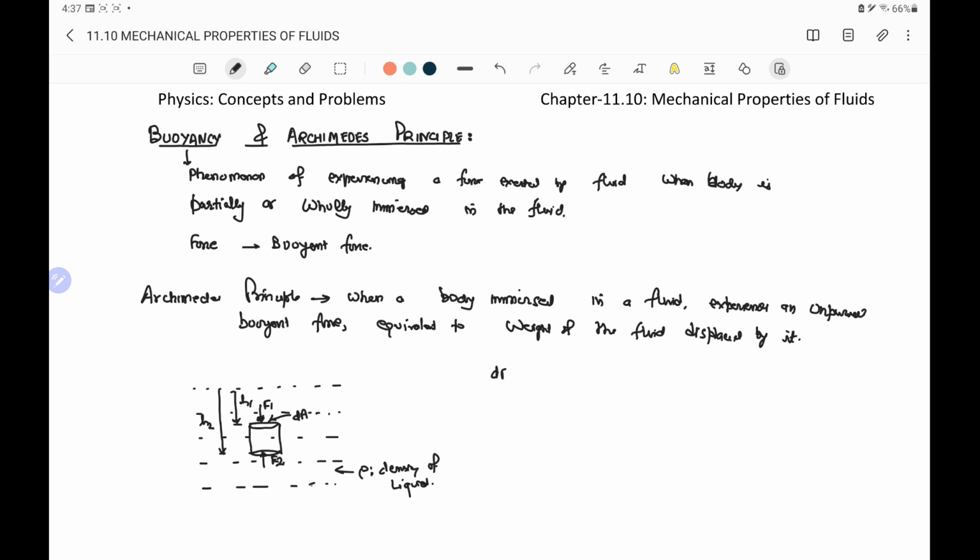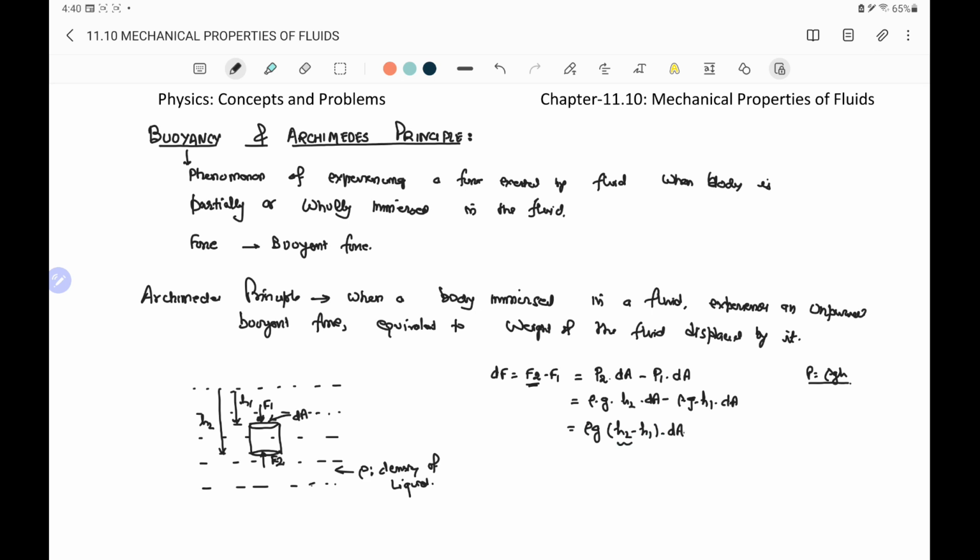So we can write that the elementary force on the cylinder will be F2 minus F1. This will be equal to P2 at the lower surface into area of cross section dA, minus P1 into dA. Because pressure is equal to rho g h because of the liquid column, at the lower surface it is rho into g into h2 into dA, minus rho into g into h1 into dA. It can be written as rho g into (h2 minus h1) into dA.